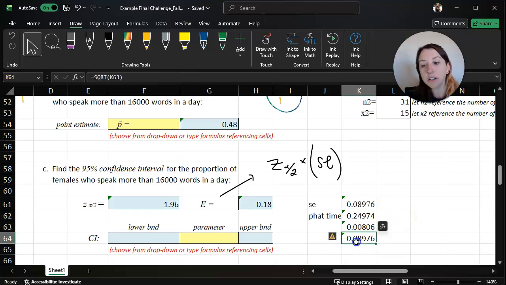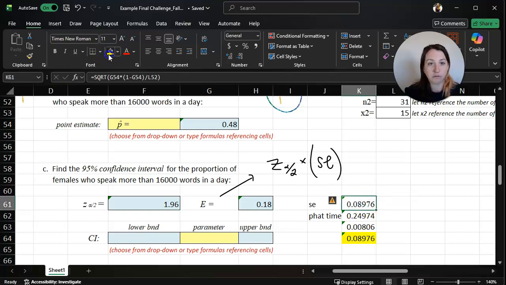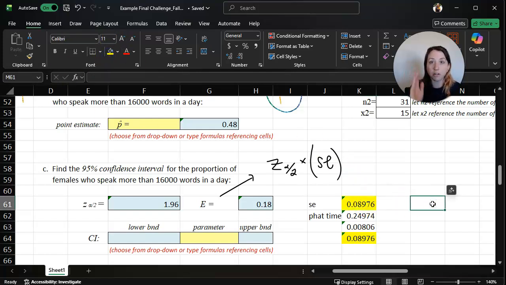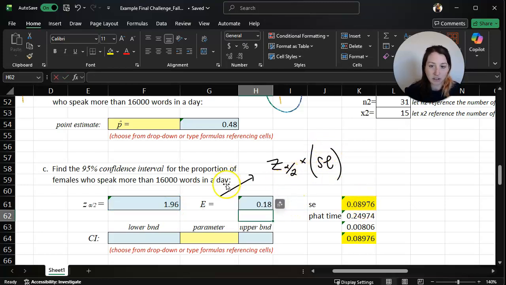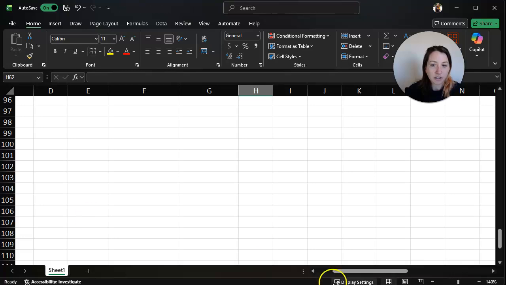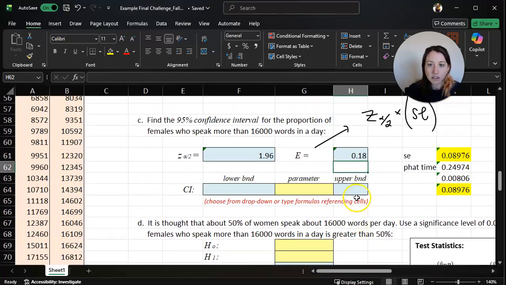So however you want to do that, please do whatever works best for you. If you want to break that apart a lot, or if you want to do it all in one cell, go for it. So again, here we have the margin of error is equal to Z alpha over 2 times the standard error, which we just calculated. Okay. And that's our score now.